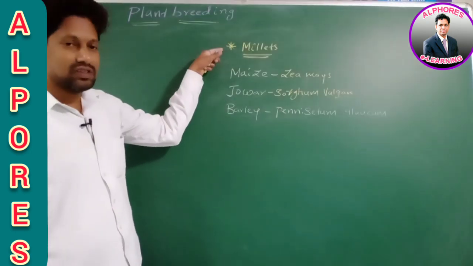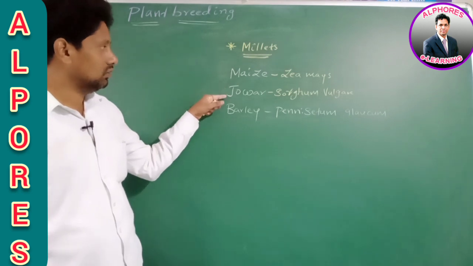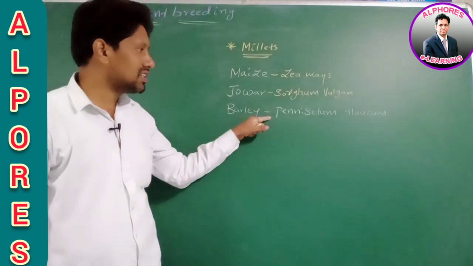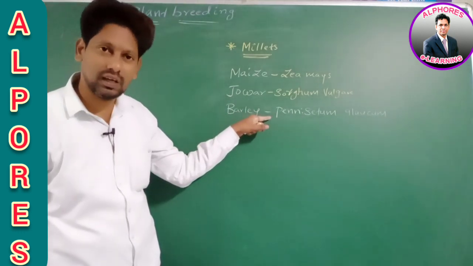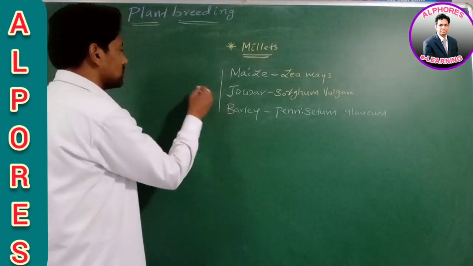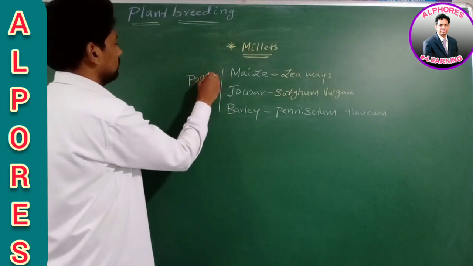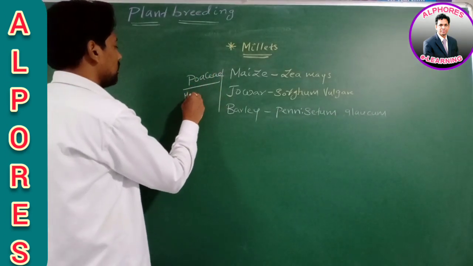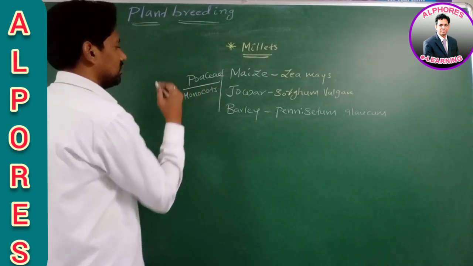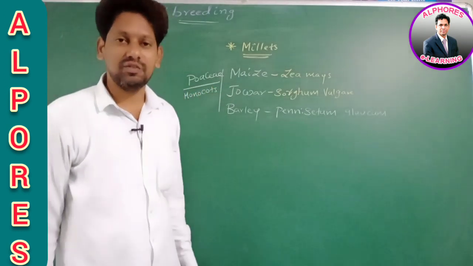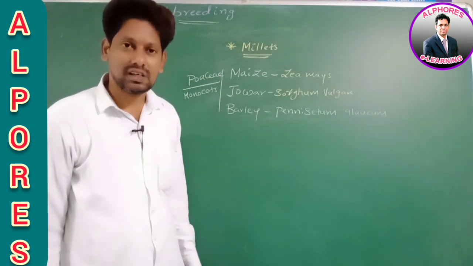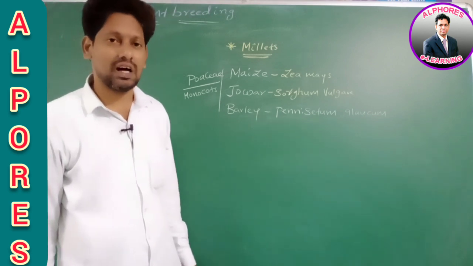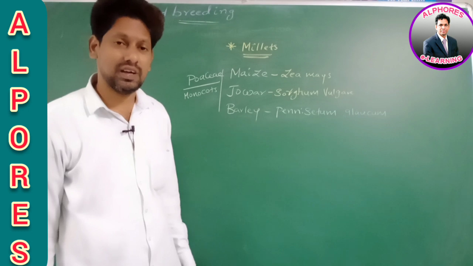We are discussing millets: maize, Zea mays; jowar, Sorghum vulgare; bajra, Pennisetum glaucum. These three belong to which family? Poaceae family. Are they dicots or monocots? They are monocots. Rice and wheat also belong to the Poaceae family, so they are also monocots, but rice and wheat are major cereals.